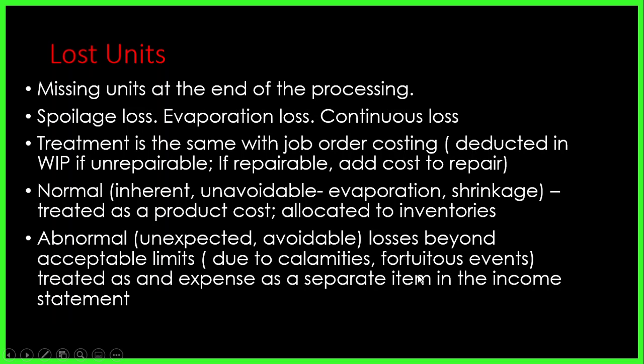There are two kinds of lost units. You have your normal losses and you have your abnormal losses. Now, when we say normal losses, these are losses that are inherent in the production or in the operation. Normally, they are unavoidable, like, for example, evaporation losses and shrinkage.